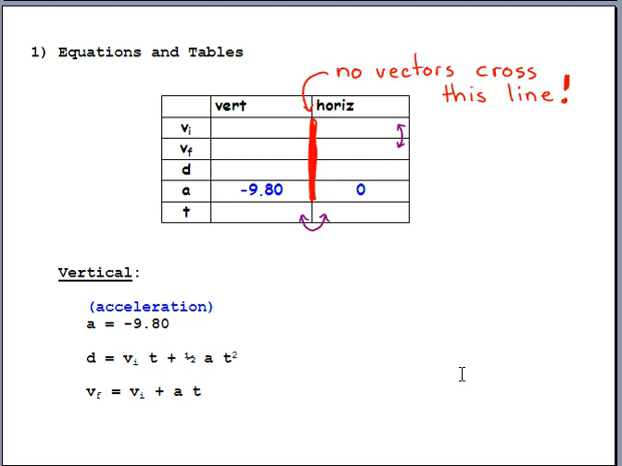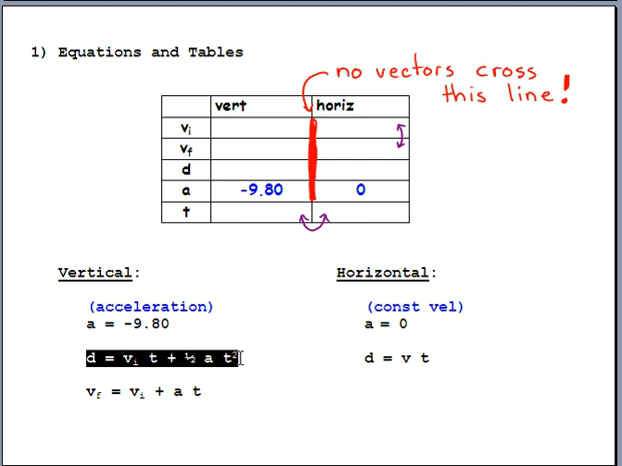Typical equations we'll use. Vertically, there is acceleration happening. It's gravity. You'll probably find yourself using displacement equals VIT plus 1/2 AT squared and the VF equals VI plus AT. And horizontally, wow, is it boring. It's constant velocity. Acceleration is zero. And so this d equals vit plus 1/2 at squared just turns into vit because the a is zero over here on the horizontal side. So we usually just write that as vt.